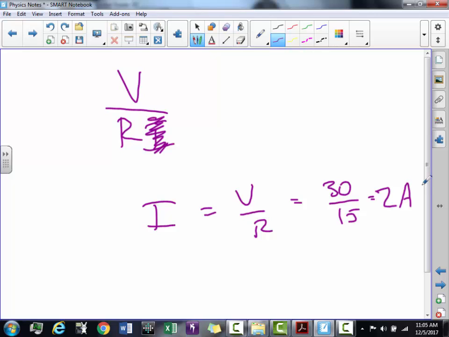Voltage is V. So this is V for voltage, and that's horseshoe for ohms. Right.